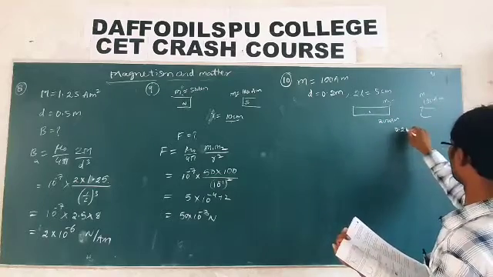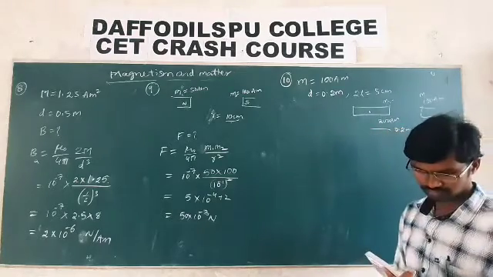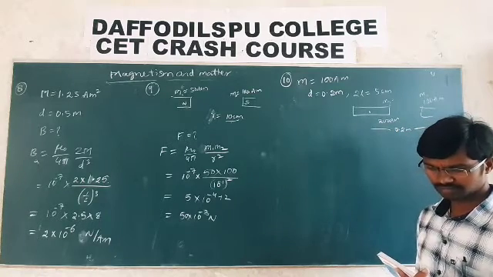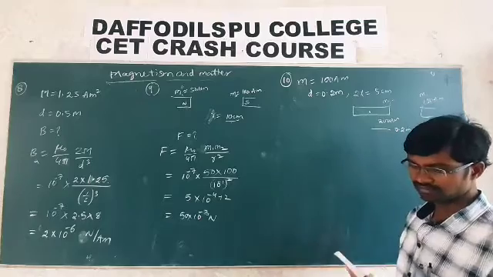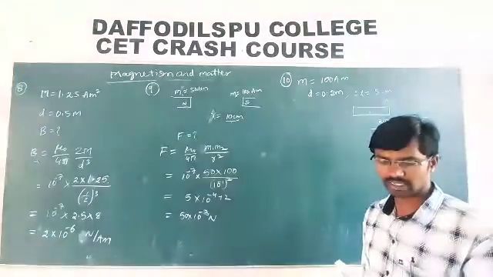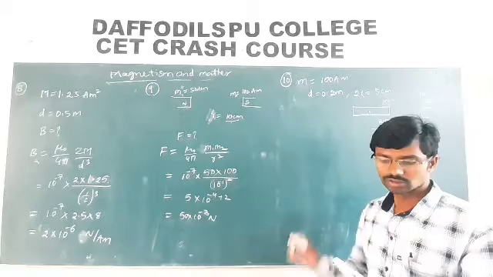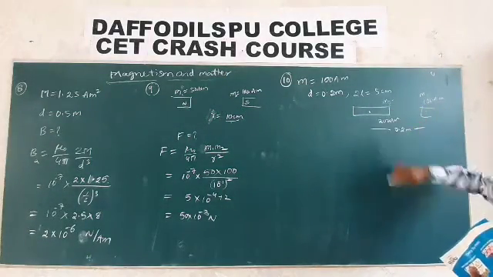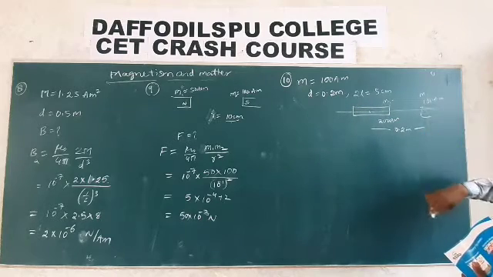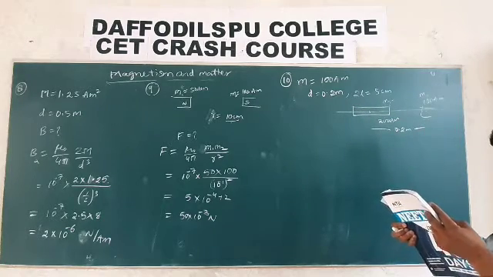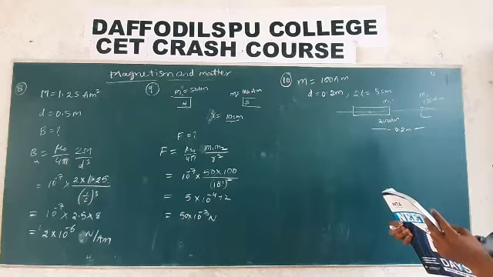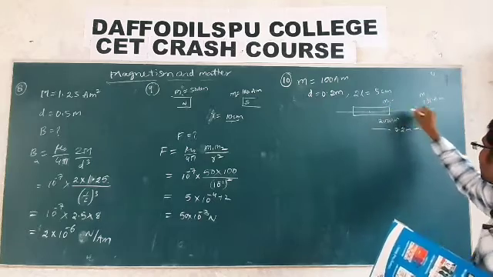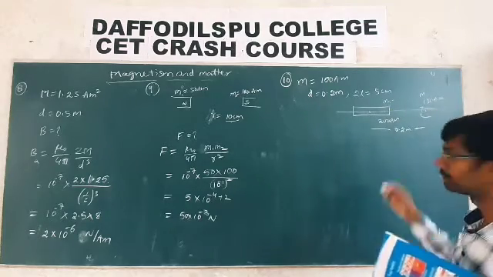So mu naught by 4 pi is 10 power minus 7, into 2 into m. This m is the magnetic moment. Magnetic moment is nothing but pole strength into length, so m into 2l by d cube. Then 10 power minus 7 into 2 into pole strength 100, into length 5 centimeter, 5 into 10 power minus 2, by the distance 0.2 whole cube. 0.2 whole cube.